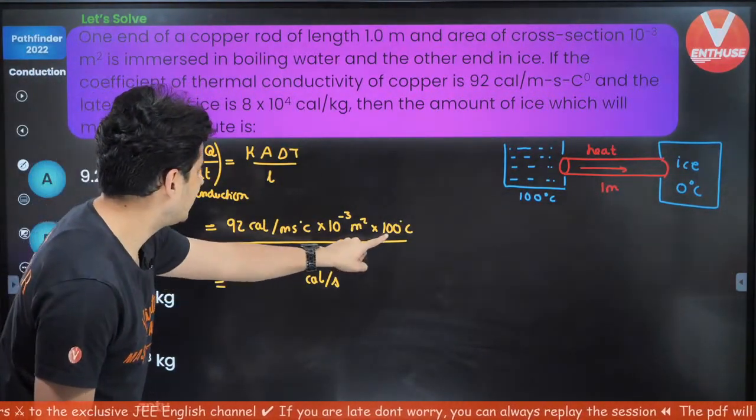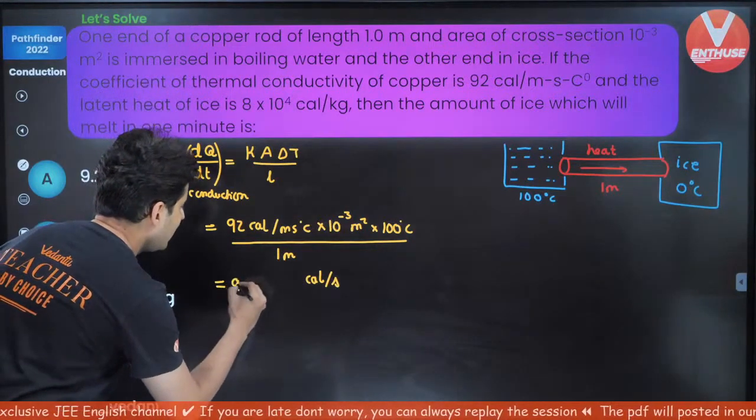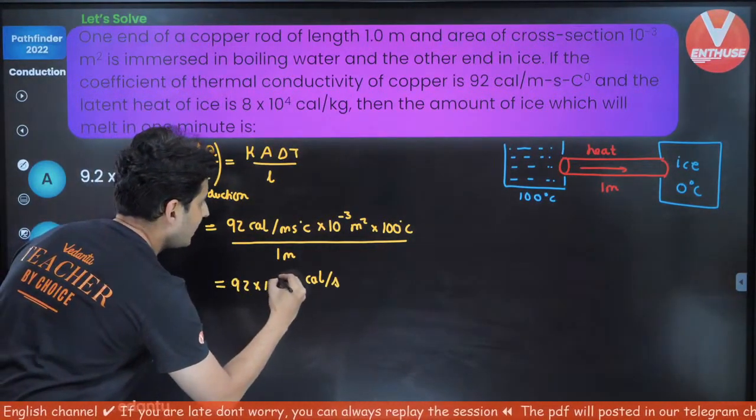92, 10 to the power minus 3, 10 to the power 2. So this will become 92 into 10 to the power minus 1.